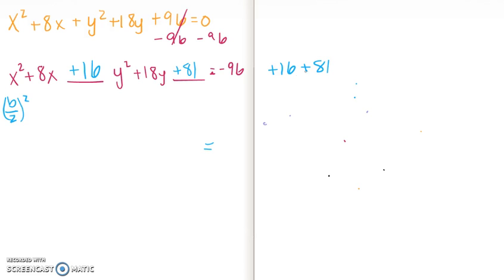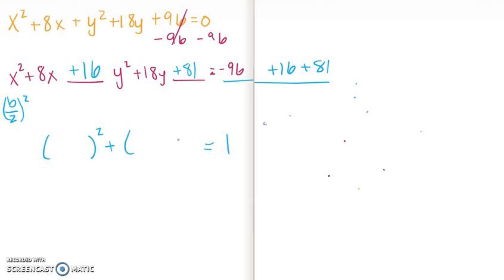Okay, negative 96 plus 16 plus 81. What number do I get? Raise your hand. Come on, you can be famous. I'm going to say your name. What is all this added together? Raise your hand. Cambria. 1 is the correct answer. Good job.